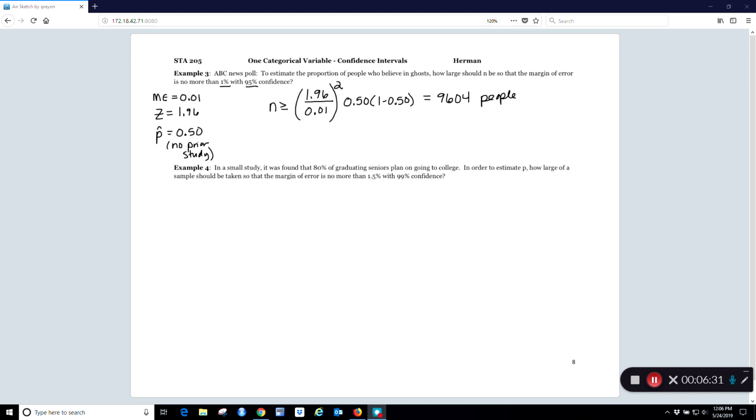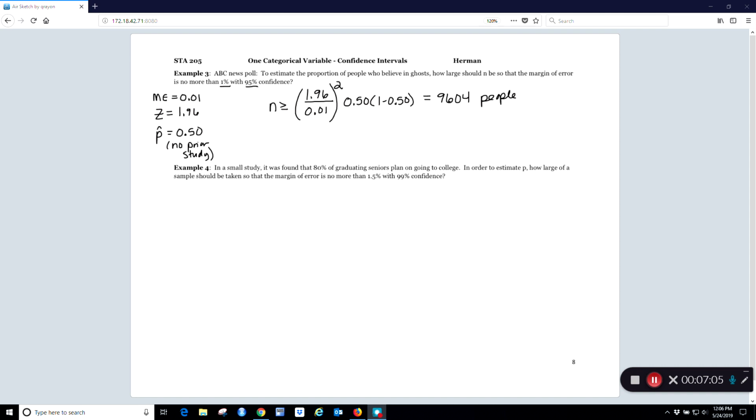Now they could figure out, well, maybe I don't have the time or the money to sample 9,604 people. I need to do less people. Then they're going to have to figure out, what are they willing to sacrifice? Are they willing to have a larger margin of error? They wanted to be within 1%. Are they okay if I change that to 2%? Or are they okay with maybe being less confident in their answer? So I could ask them to change one of those two things, or possibly both, to help them get a smaller sample size if this number is not achievable for them.